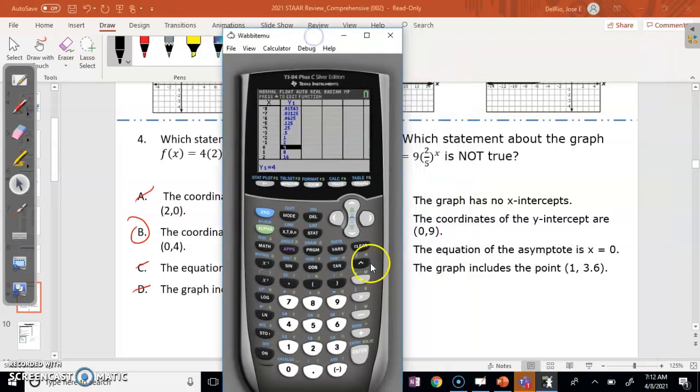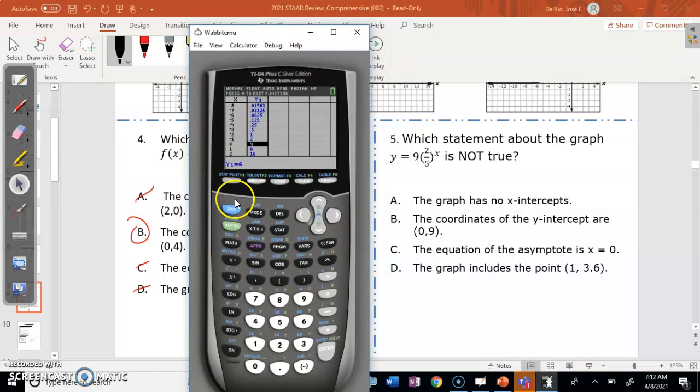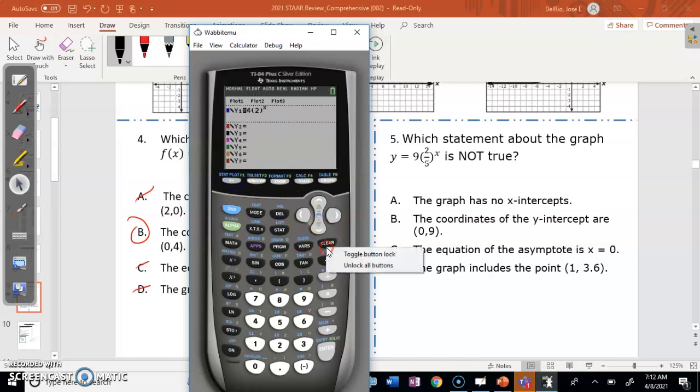So for number 5, guys, easy. Let me go ahead and go to y equals. Now, on this one, they're asking which one is not true. So in other words, 3 of them are telling you the truth, one of them isn't. So they gave you the equation. Here's 9 parentheses. So a fraction, guys. A fraction is a division. So in the calculator, it's 2 divided by 5. Closed and raised to the power of x.